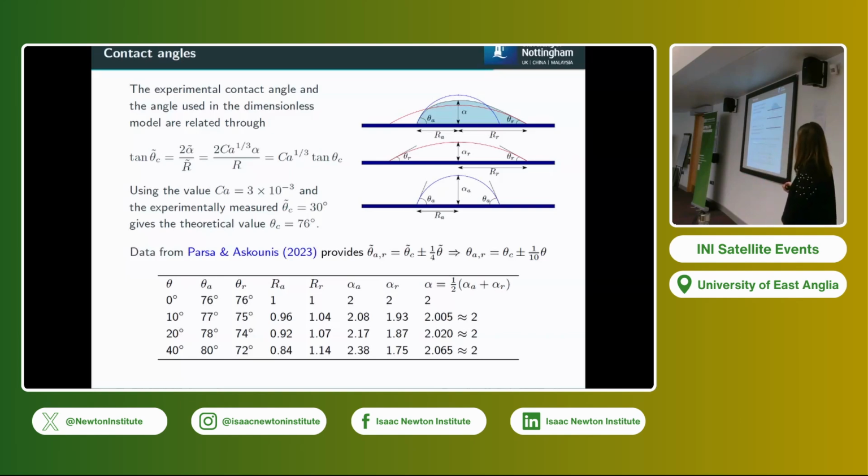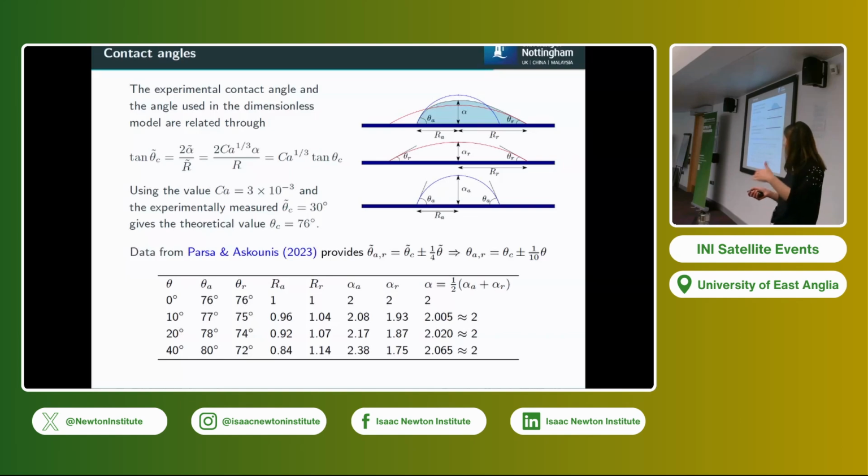Again, we used experimental data from this paper to find a relationship that connects the contact angle of a flat droplet and how this changes when you incline the substrate. And then we extended this relationship to the theoretical model. Eventually, we used this table, so these will be the parameters used in the numerics.